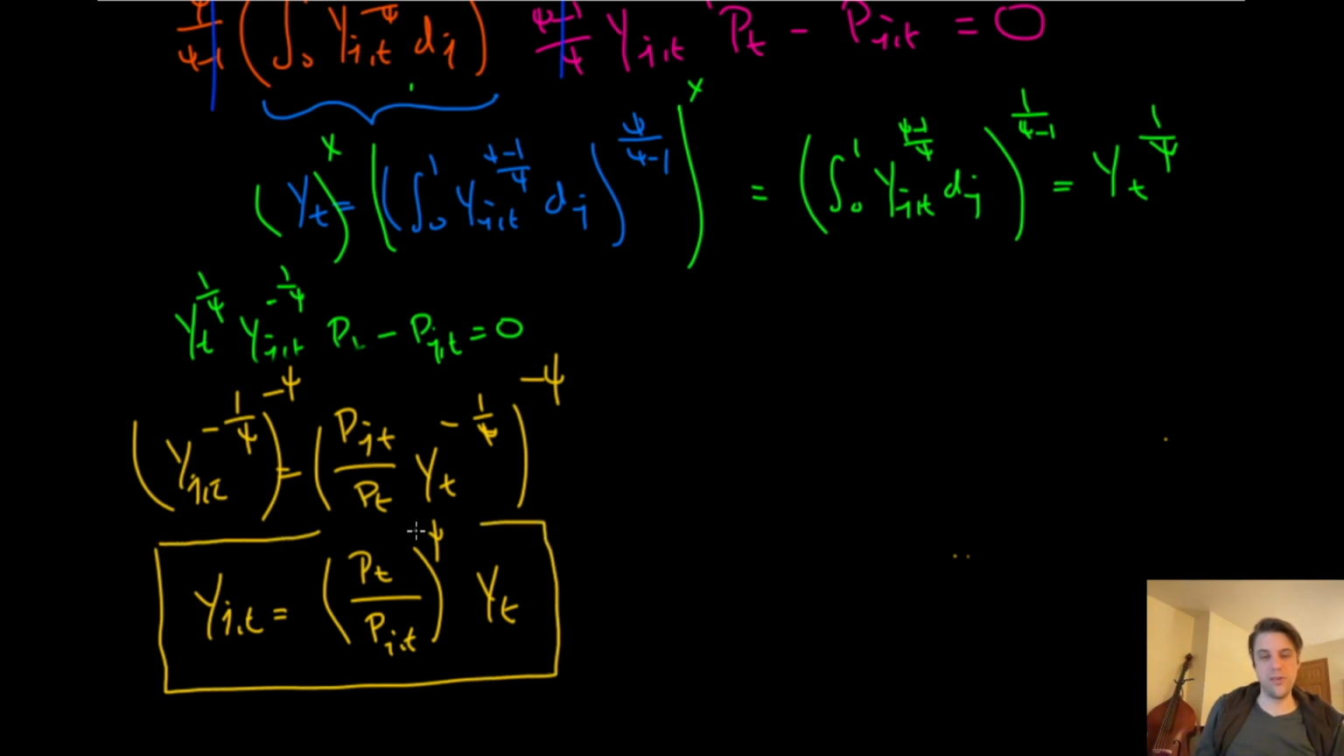Okay, so I apologize for that. I had written 1 over psi here, which is totally wrong. Because we're not doing division and multiplication, we're doing exponentiation. So you have to raise it to the inverse to get it to be 1. Okay, I apologize for that.